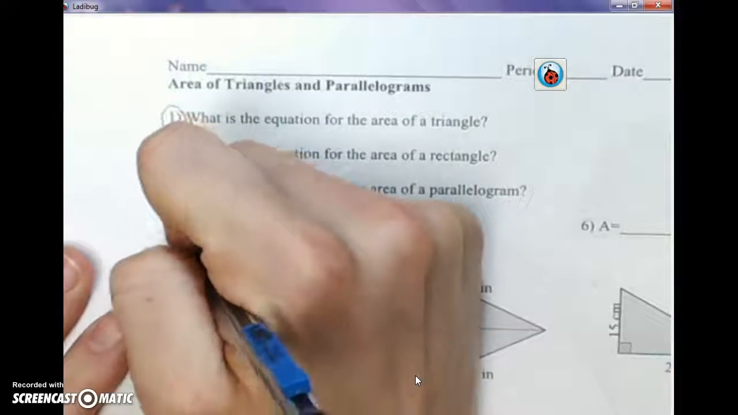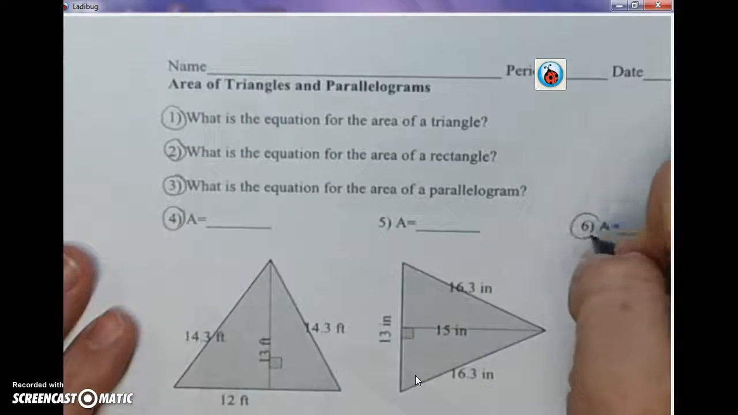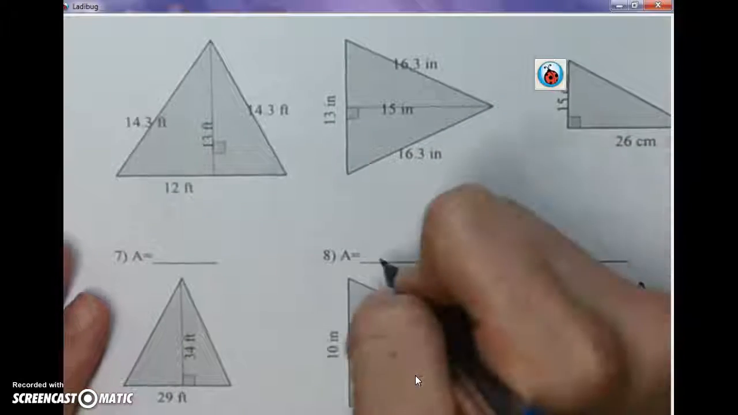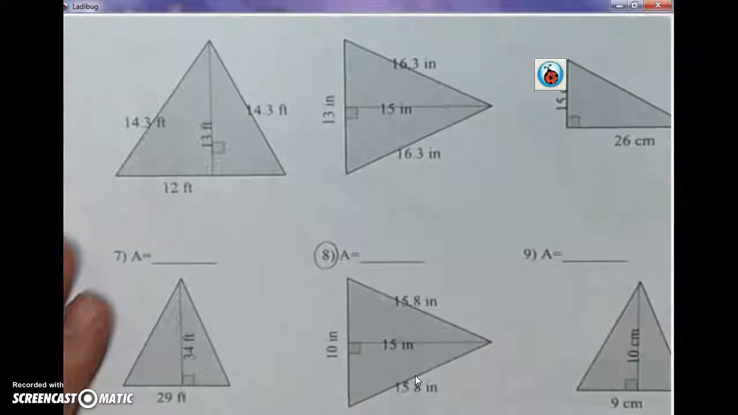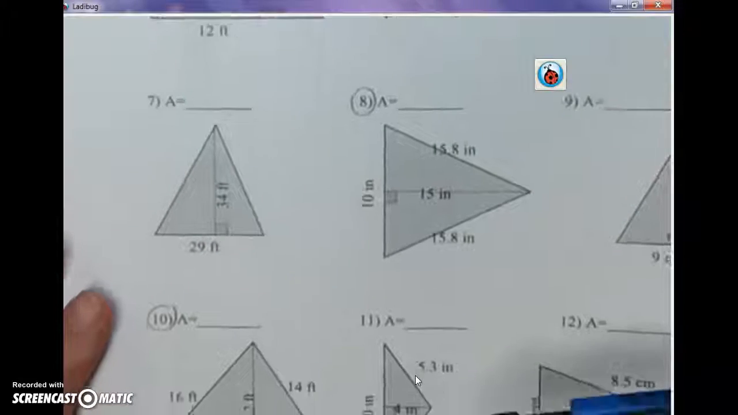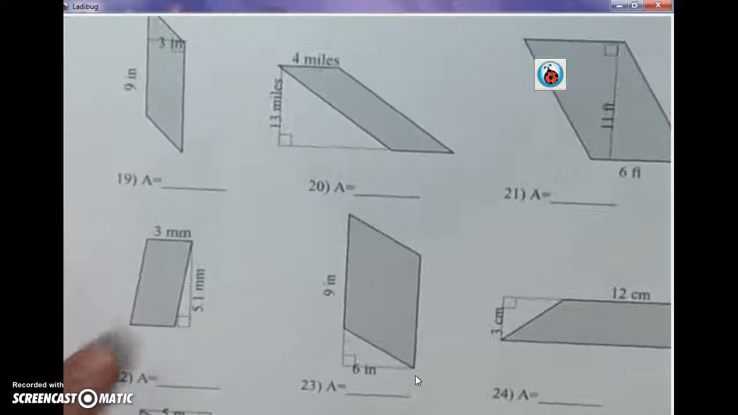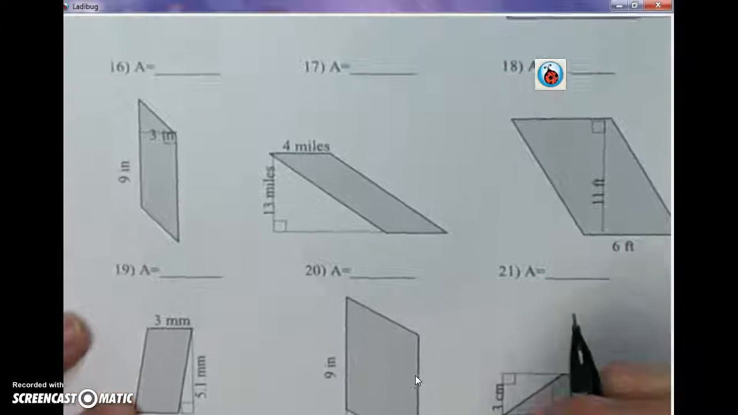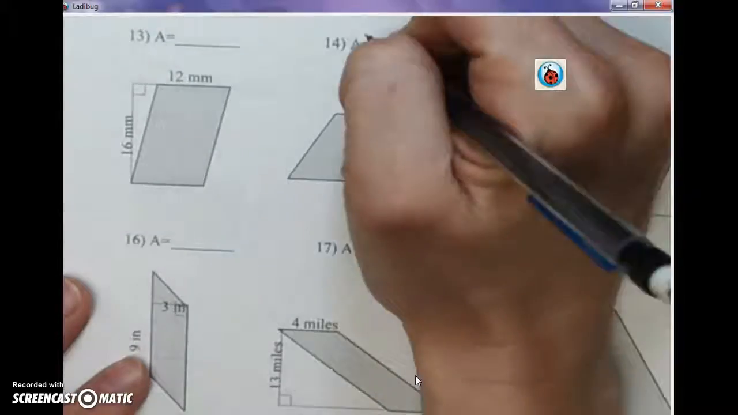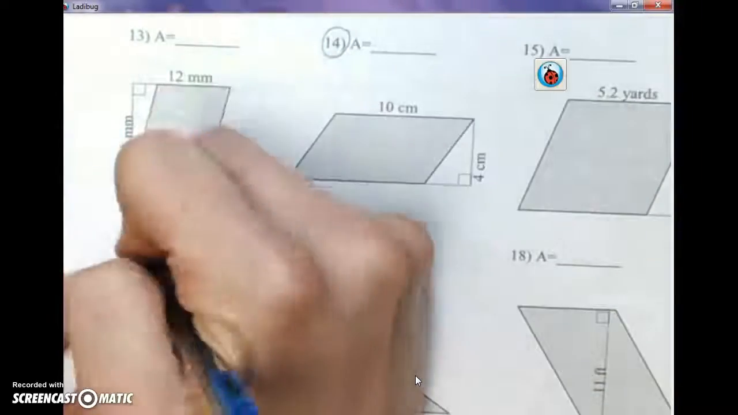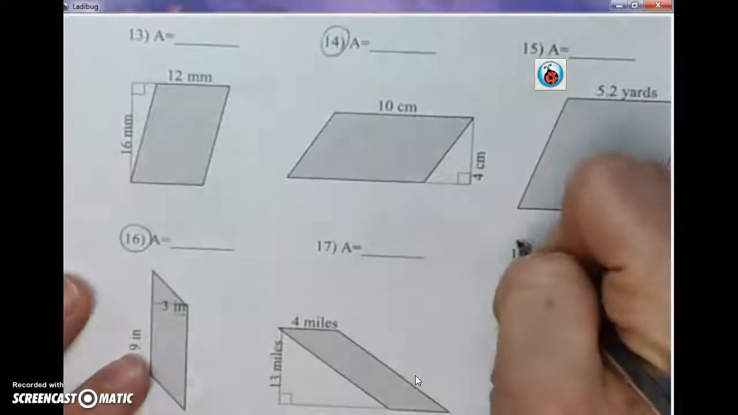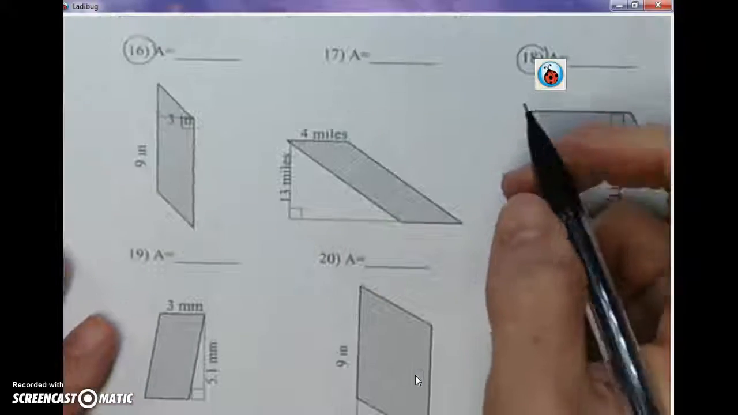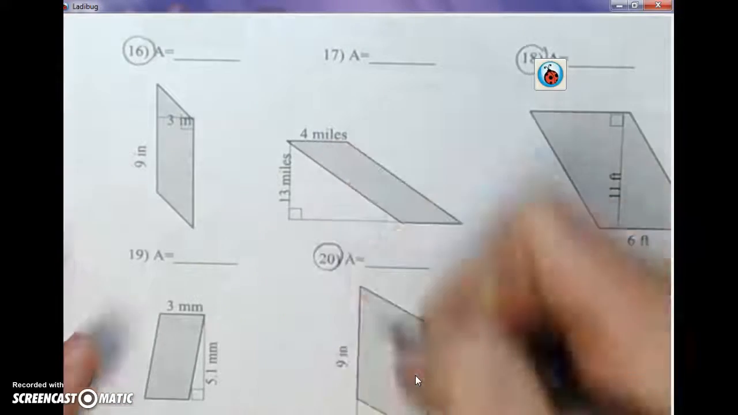You then also need to do 4, 6, 8, and 10. When you flip it on the back, they're no longer triangles, they're parallelograms. I want you to do on this page 14, 16, 18, and 20.